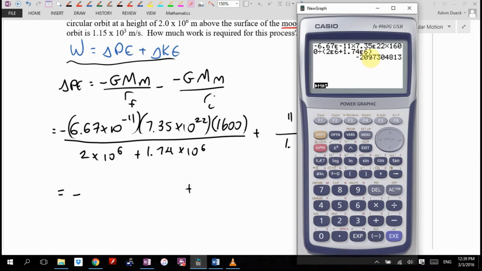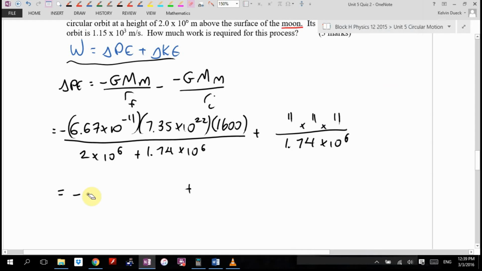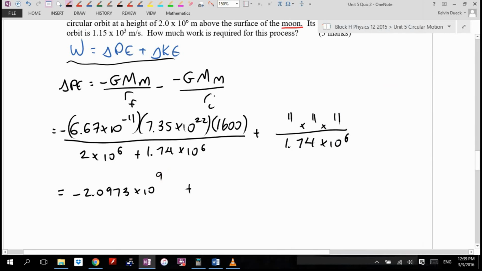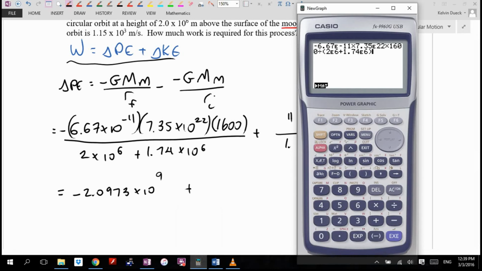Did you get 2.0973 times... So negative 2.09... Is that right? Times 10 to the... Sorry, folks. 1, 2, 3, 4, 5, 6, 7, 8, 9. 9 seems better. That 7 seemed a little small to me, which is why I mentioned it. Okay. Now, backspace. Delete the negative. And I can delete the 2 times 10 to the 6th. Oh! 4.508 times 10 to the 9th.